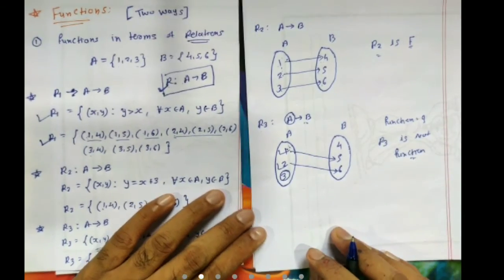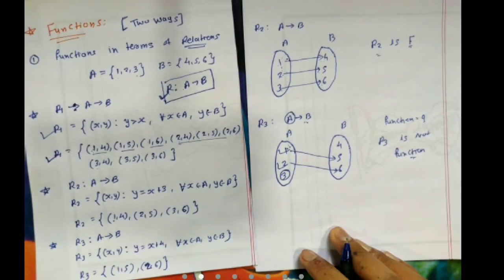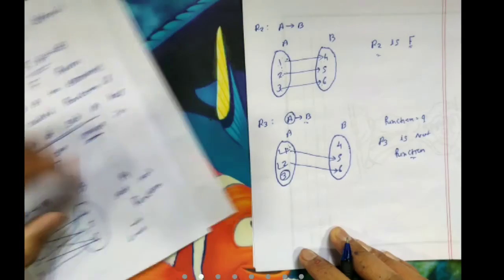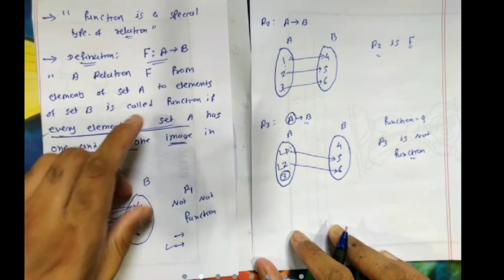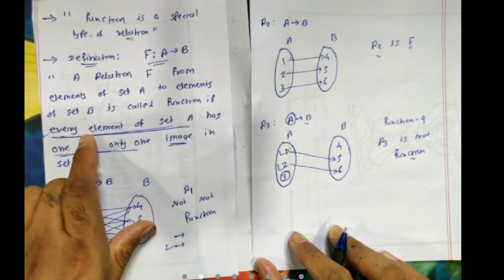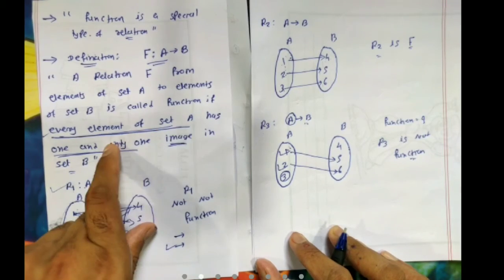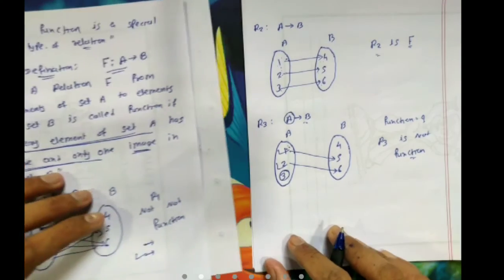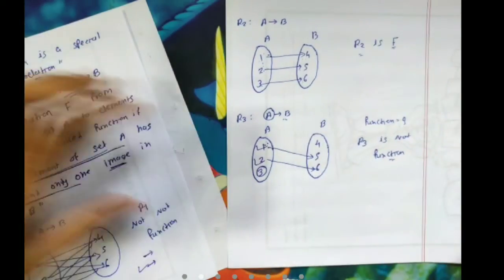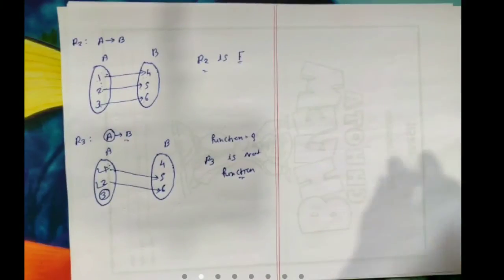Clear students, what is a function? Function is nothing but a relation. Function is a special type of relation in which every element of set A has one and only one image in set B. And then we can say that our given relation is a function. Done?